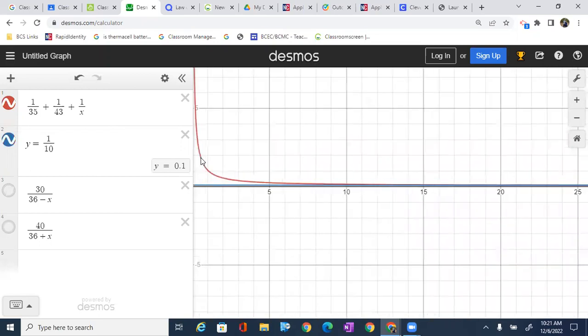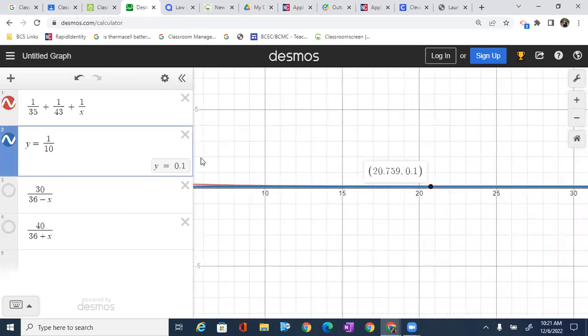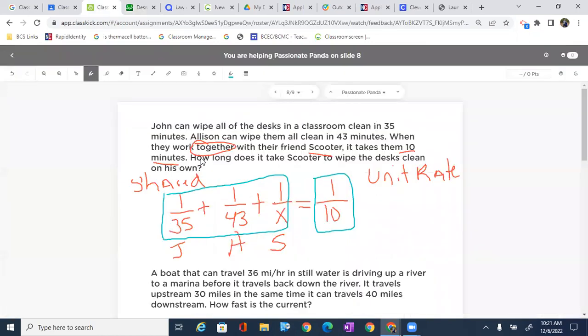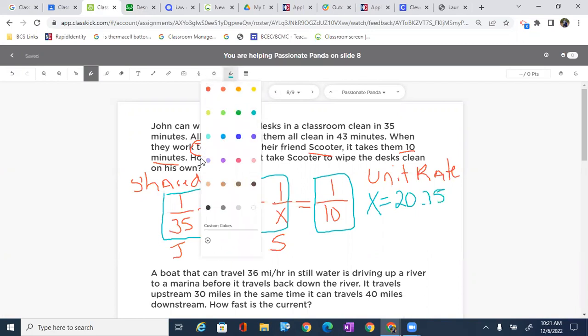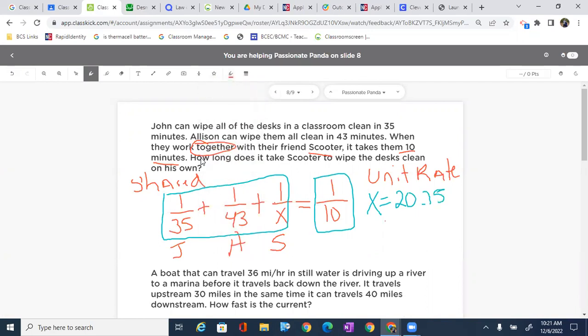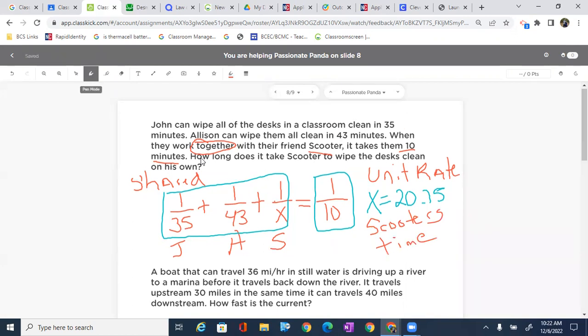And you'll notice that their intersection is at 20.75. So let's go back out here. X is going to be equal to 20.75. Well, what does that mean? That simply means that this is Scooter's time to be able to clean the room on his own. Okay, so that's going to be Scooter's time on his own. That's our shared work problem.